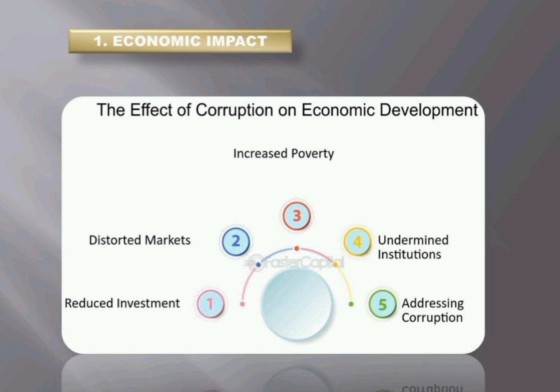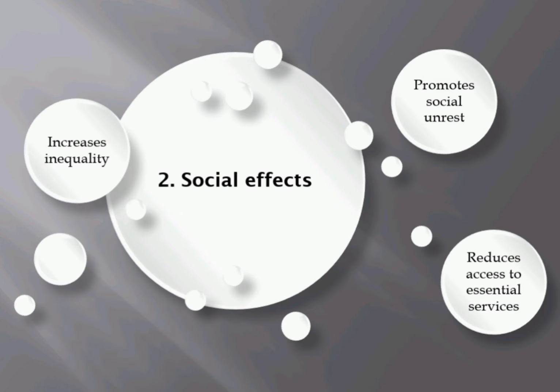Moving forward, after economic effects, we have social effects. To delve deeply into the social effects, we will first discuss the increase in inequality. As I said earlier, corruption drives resources away from essential services, right? Which significantly affects the people who are relying on those services.